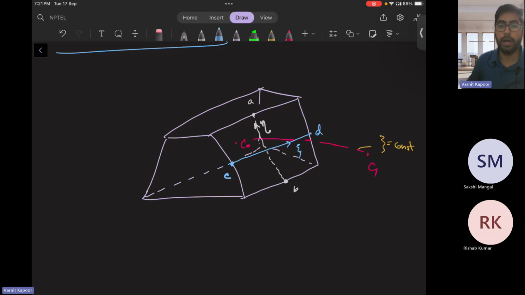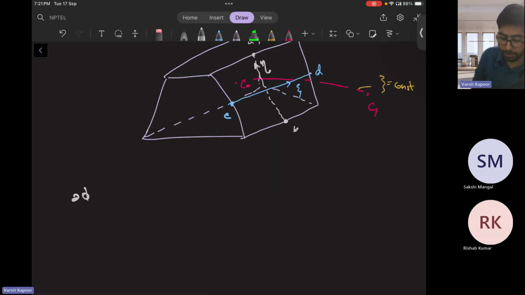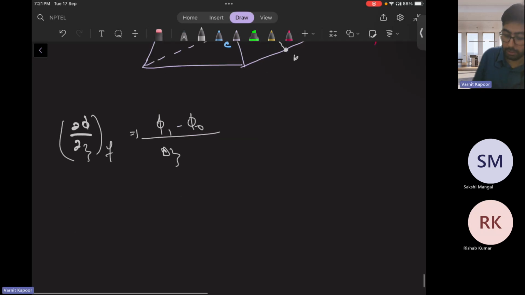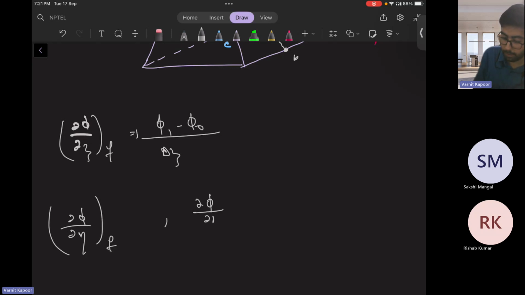All right. So how can I write the terms here? We have ∂φ/∂ζ at that face, which can be written by interpolation as φ1 minus φ0, because it is being connected between the C0 and C1 cells, over ζ. Okay. Then we will also have ∂φ/∂η at that face. We will also have ∂φ/∂ξ at that face. These two are the secondary gradients.